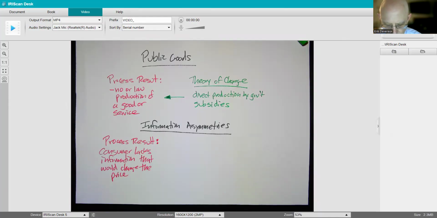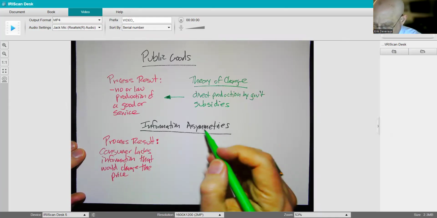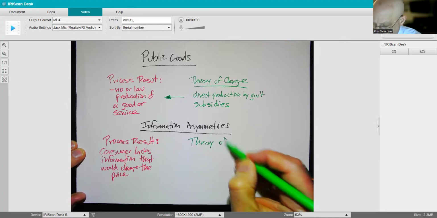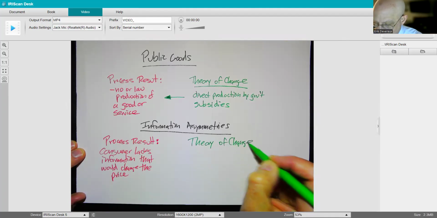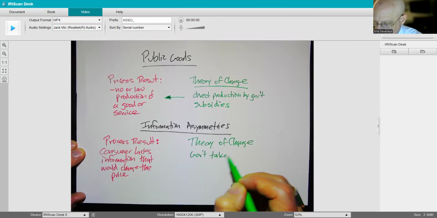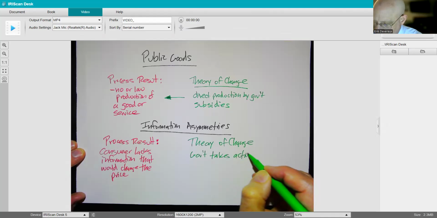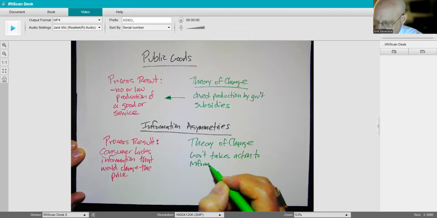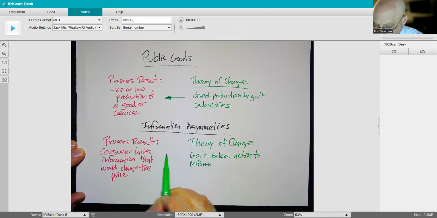Okay. So the most common government intervention, right? The theory of change that is most commonly applied here is very simple. The government takes action to inform the consumer. So the government steps in and says, if the producer will not tell the consumer something about a product, the government will tell the consumer something about a product.